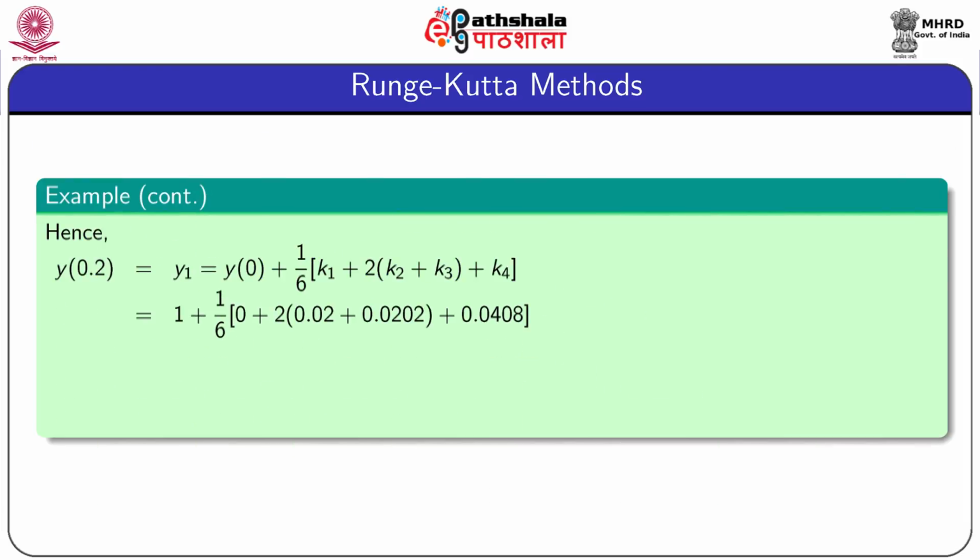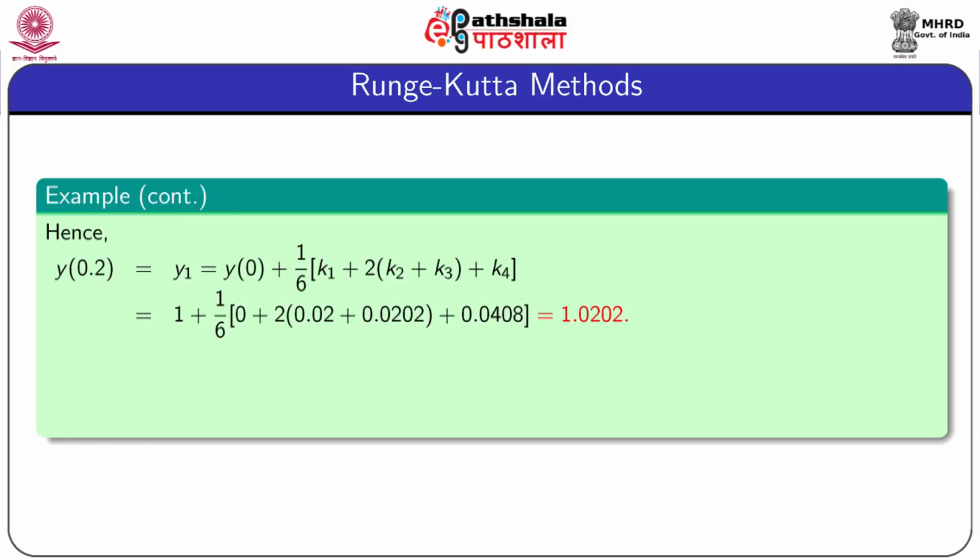Now, using these values, we have y at 0.2 equal to y1, which is equal to y at 0 plus 1/6 into (k1 plus 2 k2 plus 2 k3 plus k4). So, using the values of k1 to k4 and the value of y0, we get this expression, and after simplification it is equal to 1.0202.